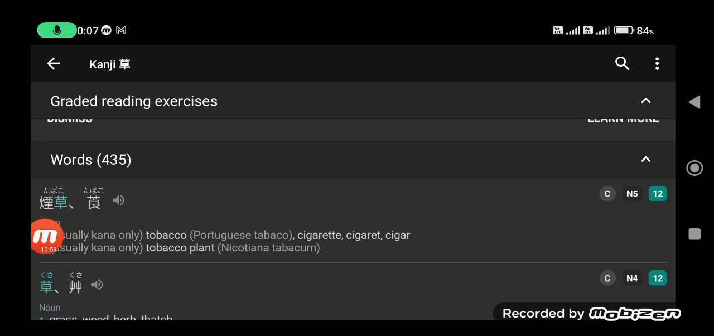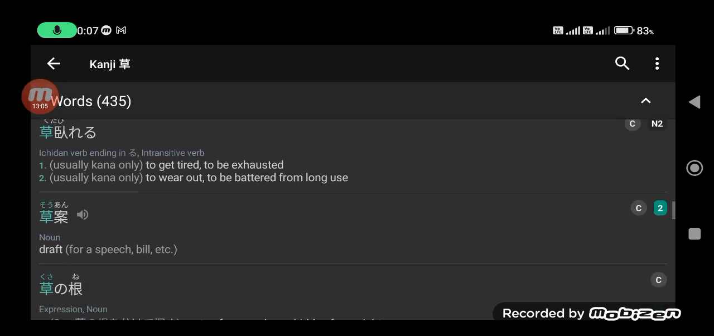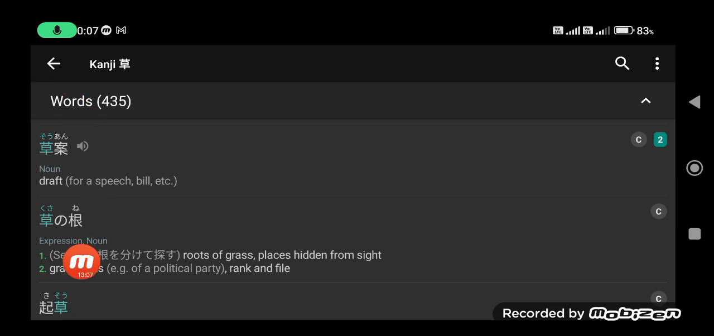This word here. Okay. How about this? So zori, traditional Japanese thonged sandals. Okay. We went on that. Kusanone means roots of grass, because this kanji here means roots. Kusanone is roots of grass.